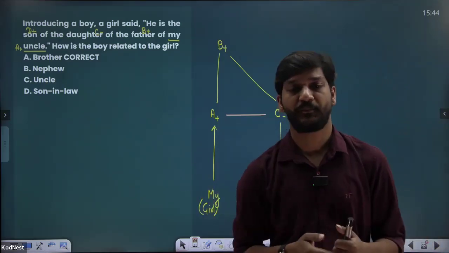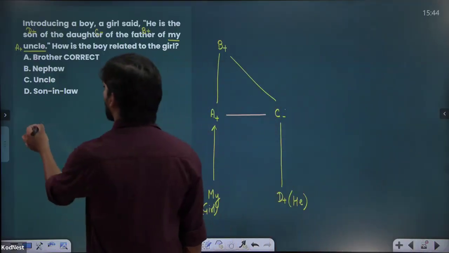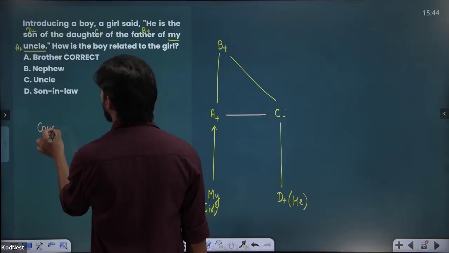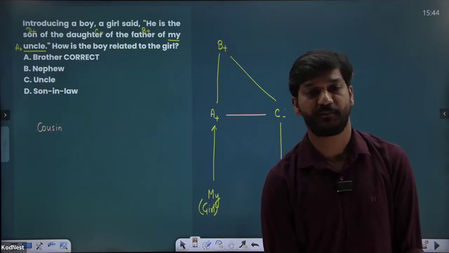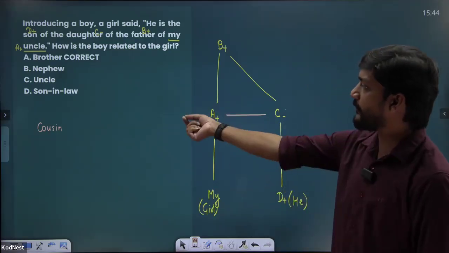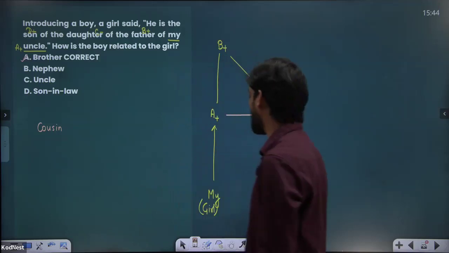Their children will be what? No, don't say brother and sister. Actually, it will be cousins. But do we have cousin in the option? No. If we don't have cousin, then in that case, B option will be correct. Sorry, A option will be correct.